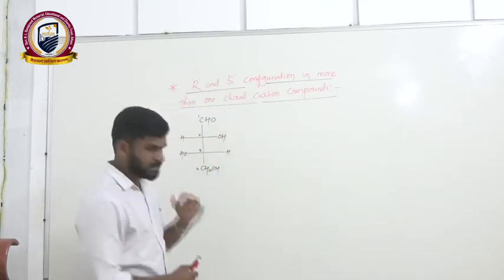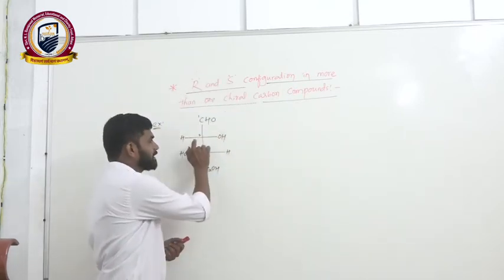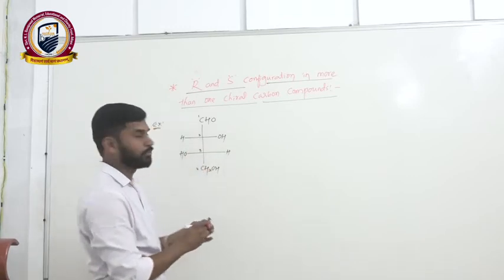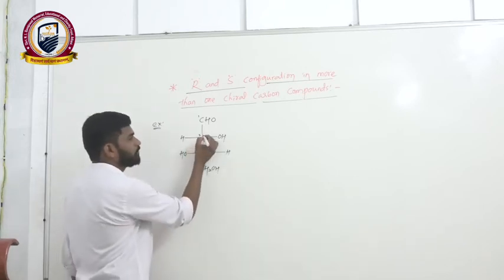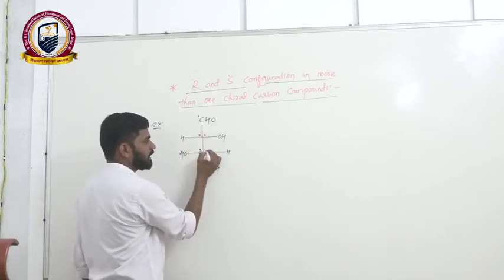I've taken an example wherein you can see there are two chiral centers for this compound. I've given the numbering according to the IUPAC system. Therefore, this is one chiral center and this is another chiral center.